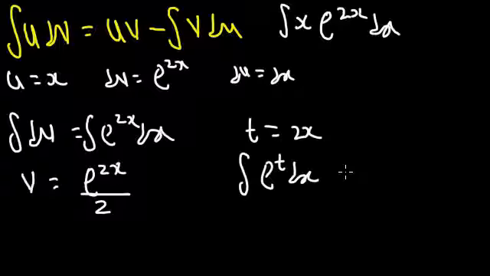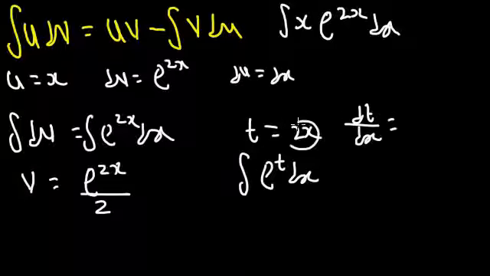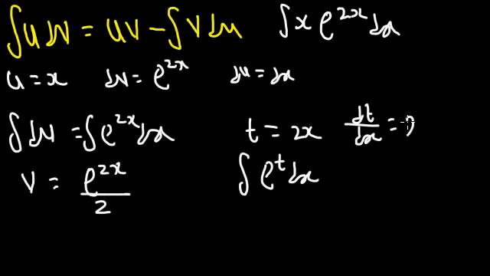Now we have e to the power of t as a function, and we need to integrate with respect to x. So we need to manipulate. We need x in terms of t. However, this equation can help us to do that. What exactly is dt/dx? Well, that will simply be 2, because when we differentiate 2x, we get 2.